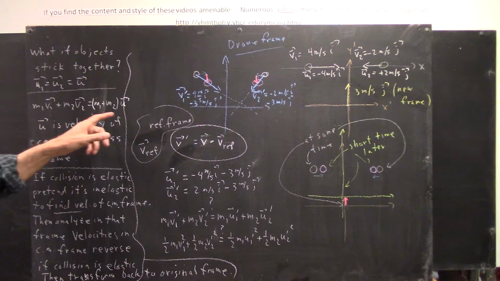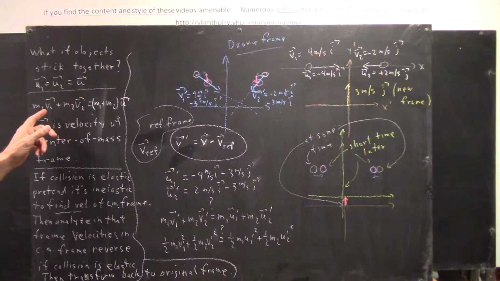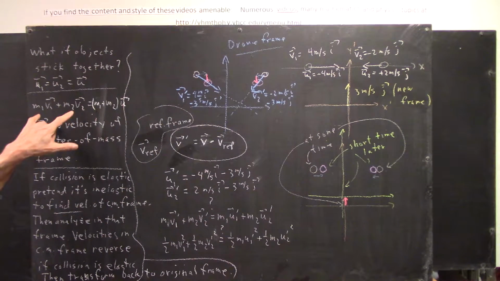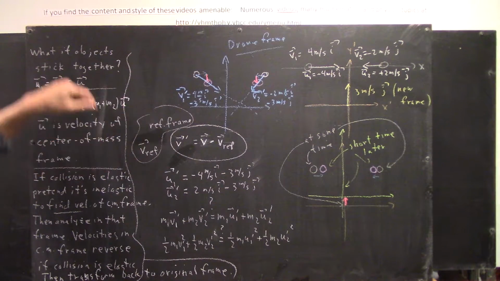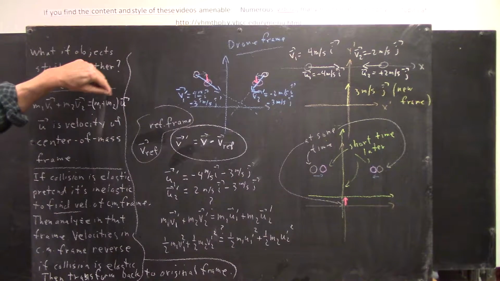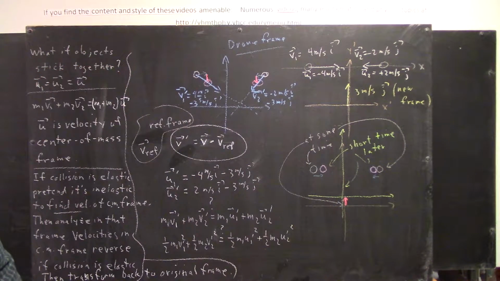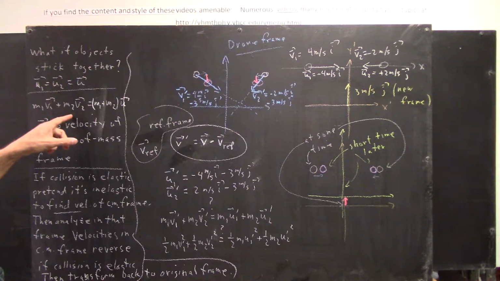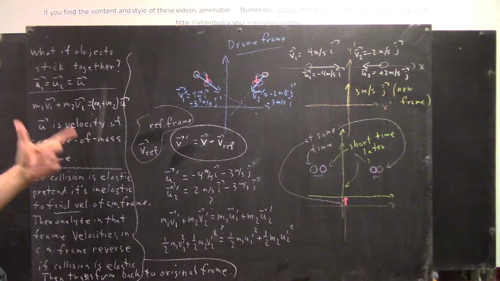Okay, then we have the equation for conservation of momentum, which is just m1 times v1 plus m2 times v2. That's the total momentum before collision. Total momentum after collision will be the sum of the two masses times your after collision velocity, so that we can easily solve for u. It's just going to be m1 v1 plus m2 v2 over m1 plus m2.